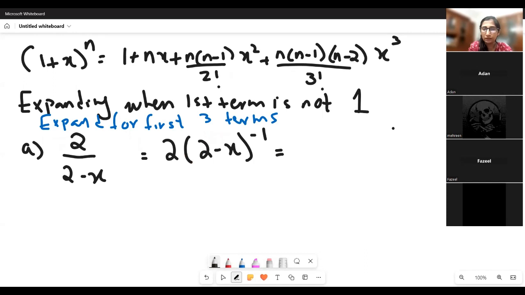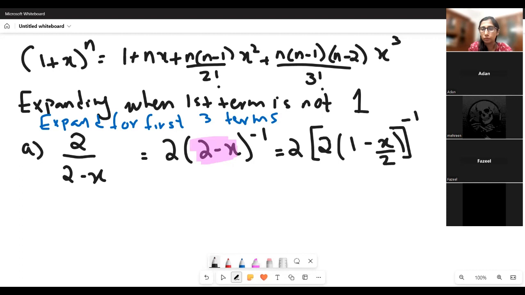What we can do inside the brackets is take 2 common here. So when we take 2 common, 2 comes outside. In fact, there's a power minus 1 here. 2 is common, and inside we get 1 minus x upon 2. Okay. So I've taken this 2 outside. So it becomes 2 bracket 1 minus x upon 2 power minus 1.